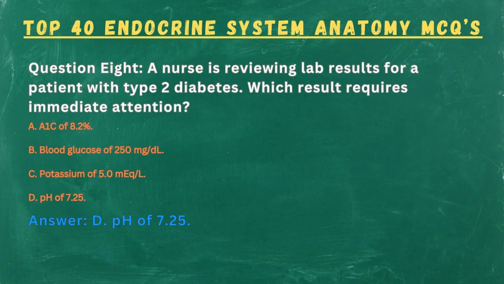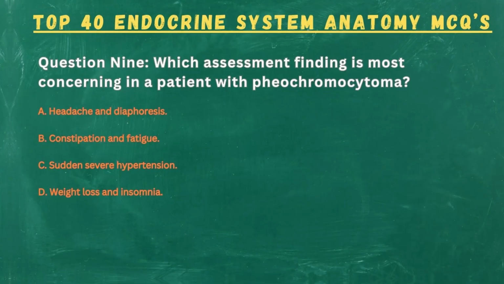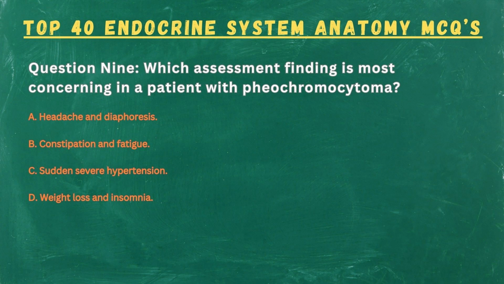Answer: D. pH of 7.25. Question 9. Which assessment finding is most concerning in a patient with pheochromocytoma? A. Headache and diaphoresis. B. Constipation and fatigue. C. Sudden, severe hypertension. D. Weight loss and insomnia.